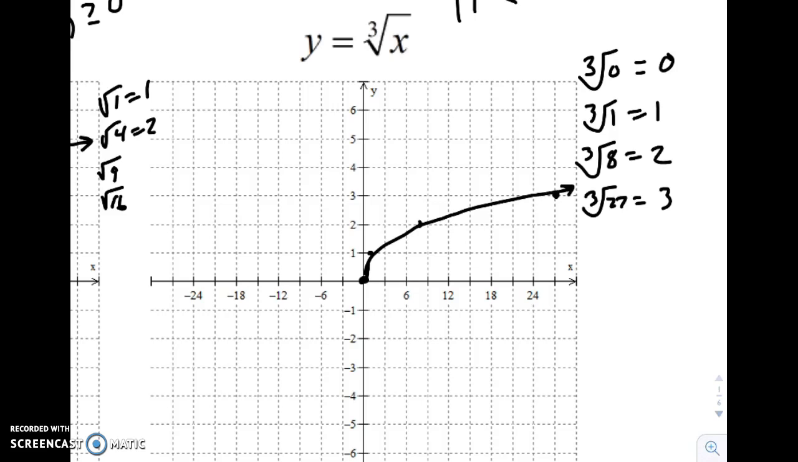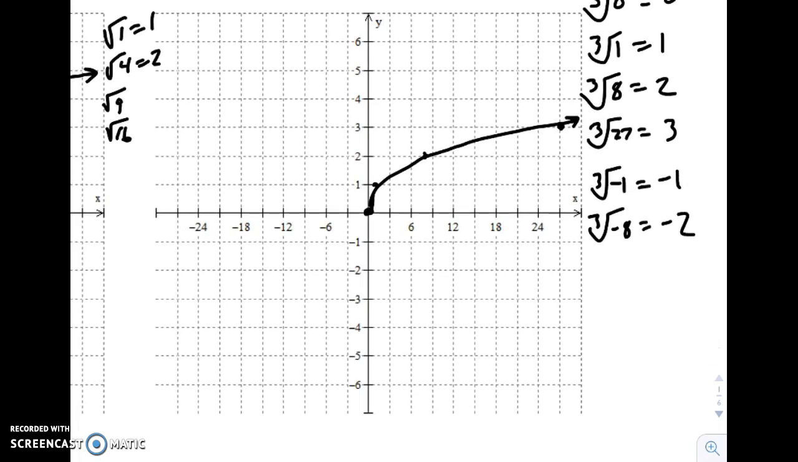Now, the same can be said about the negatives, though. There's no negative 0, but the cube root of negative 1 is negative 1. The cube root of negative 8 is negative 2. And so it's a mirror image, essentially, on the other side. Negative 8 gives negative 2, and then negative 27 would be negative 3. And so it looks like this. Arrows on both sides. Kind of an elongated S, in a way, stretched from left to right.